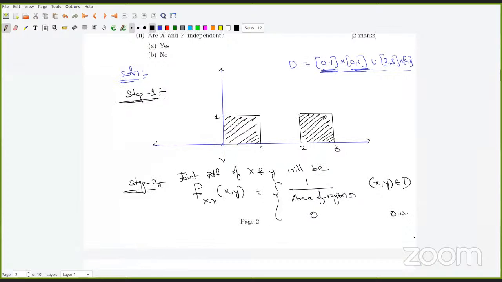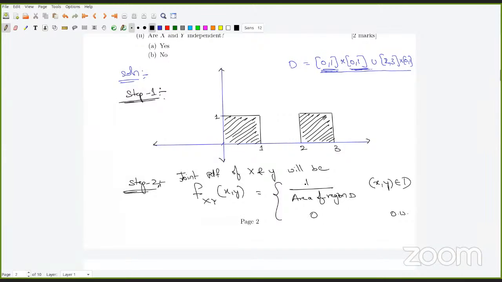Sir, one question here. Why do we put the modulus sign in the area of region D? Because area can't be negative, right? So it will be 1 by mod of D, no? See, it's just the representation; mod D we have defined as the area of that particular region D. Forget about modulus, just write area of D. It's just the notation we use. Whatever I have written is actually 1 by the area of the region D.